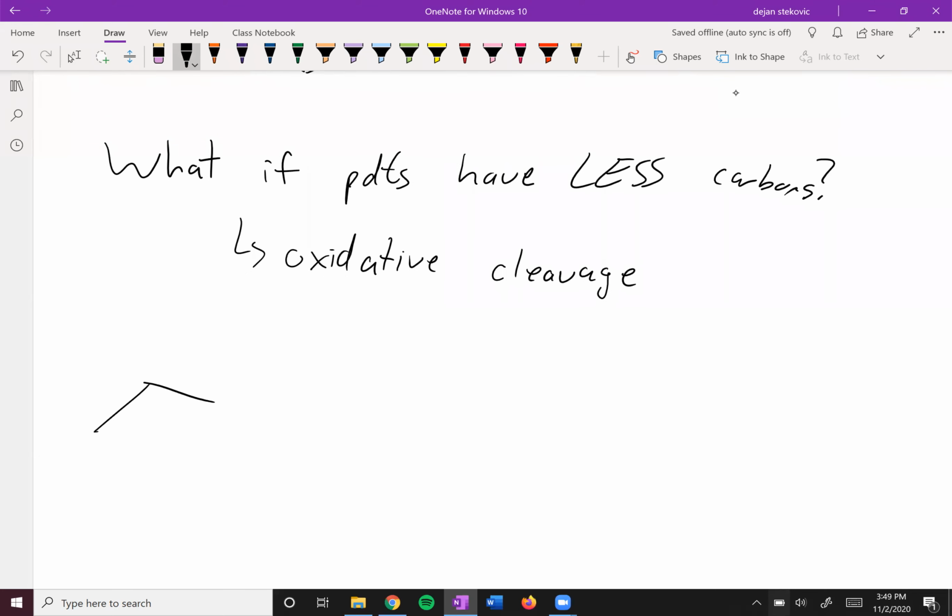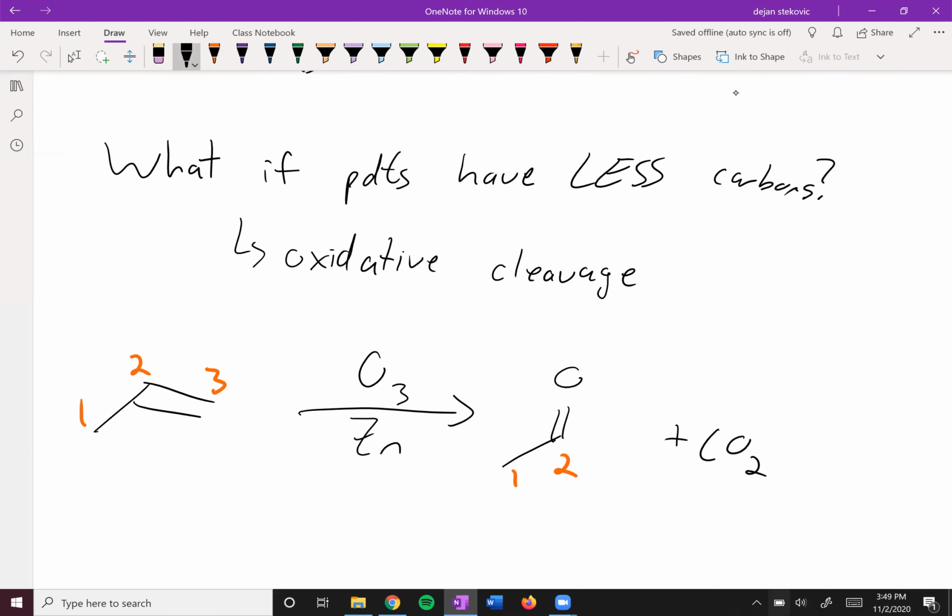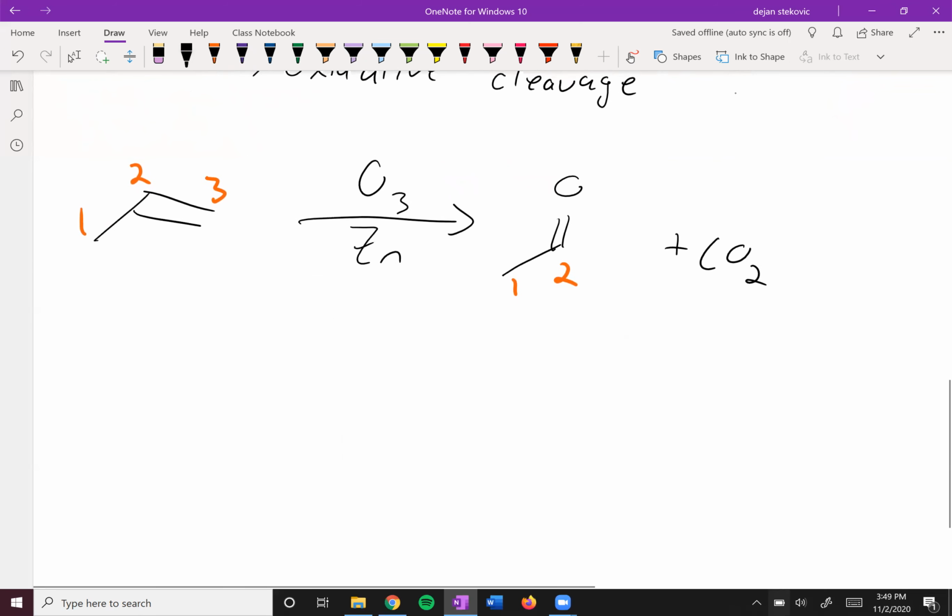So remember, we have this alkene here. It's 1, 2, 3 carbons long. And in one step, we could cleave this and make this a 2 carbon long chain, right? So in this case, we end up with an aldehyde. So that's with our ozone, O3. And in this case, a reducing agent such as zinc.